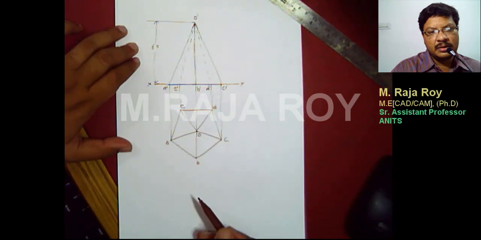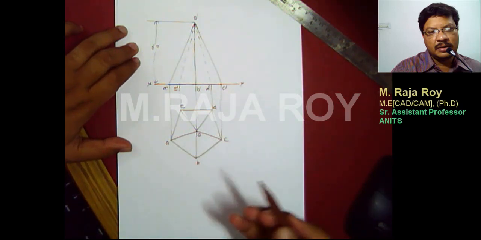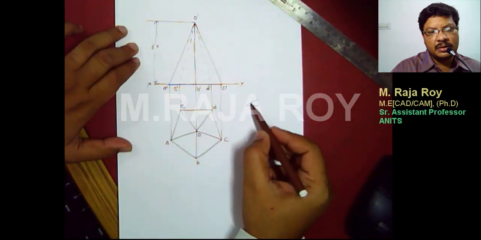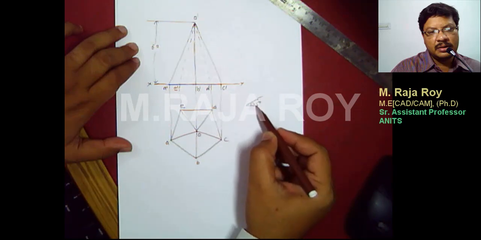Now the second step is representation of the section plane. Now the section plane is represented something like this. The section plane is perpendicular to HP and it is inclined 45 degrees to VP and it is at a distance of 8 mm from the axis. So here what you have to do is first draw a 45 degree line somewhere here. Draw a 45 degree line.